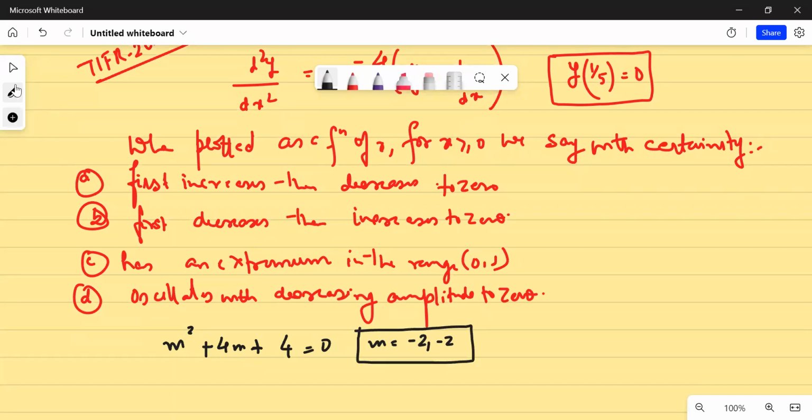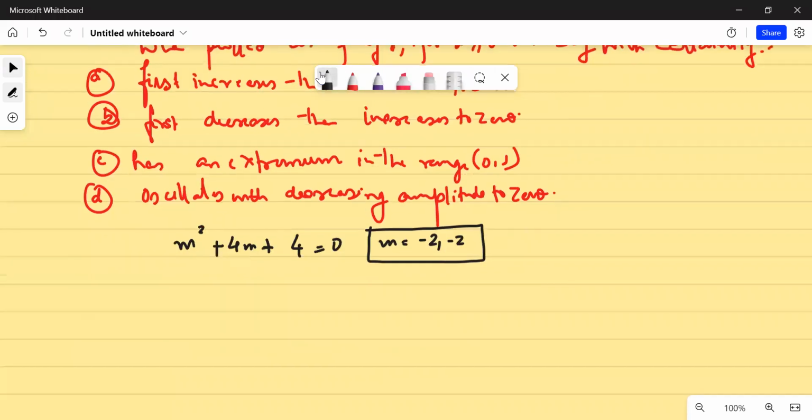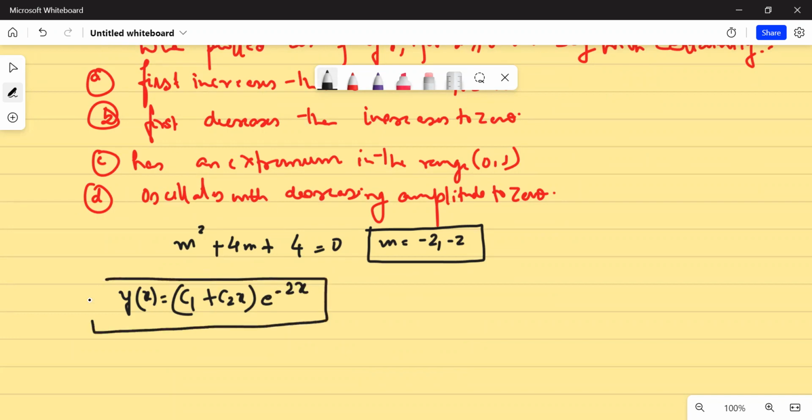Okay. So if there are repeated roots to this equation, then how would the solution look? The solution, y as a function of x, would be (c1 + c2 x) e to the power -2x. I hope everyone has followed till here.